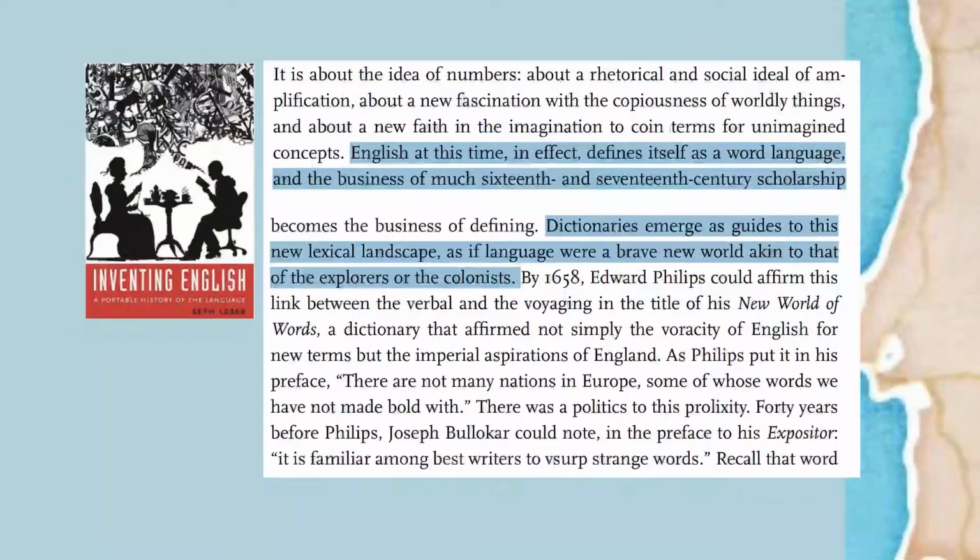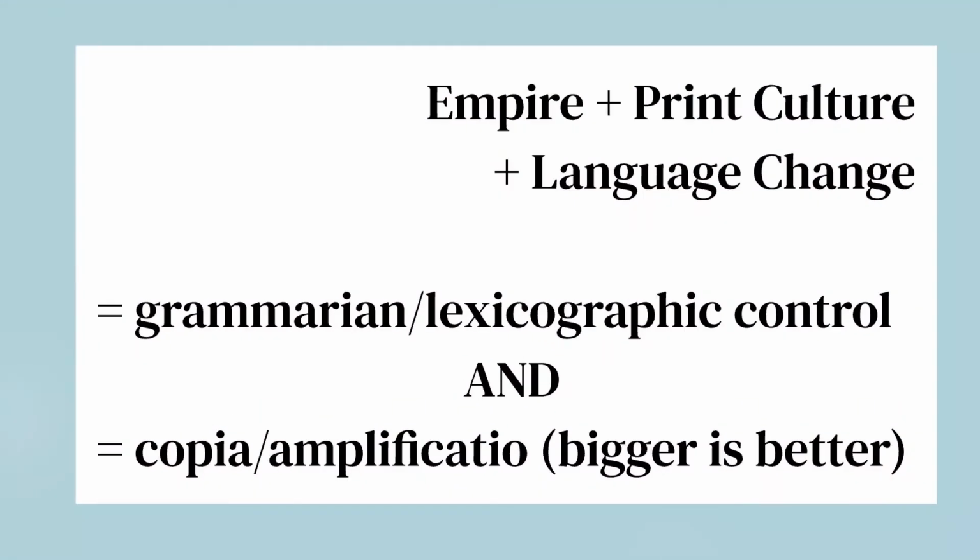Put broadly, the combination of emergent empire plus print culture plus the always ongoing shifts in language change has two opposing results. On the one hand, you have the rise of attempts to control that wild new growth of language by, emerging for the first time, grammarians and lexicographers. But at the same time, and somewhat opposed to the grammarians and lexicographers, you have what Lehrer calls a general idealizing of copia and amplificatio. That is, copiousness and amplification.